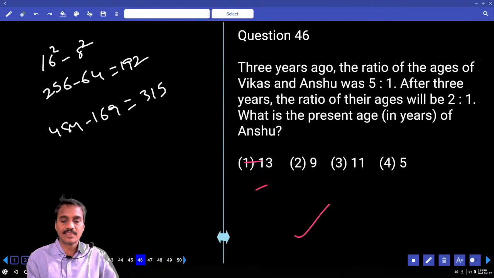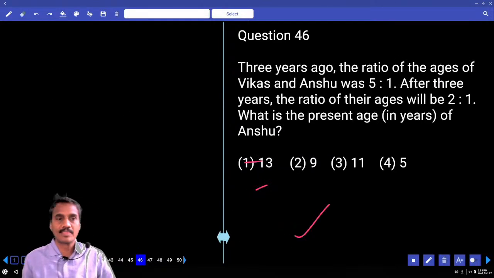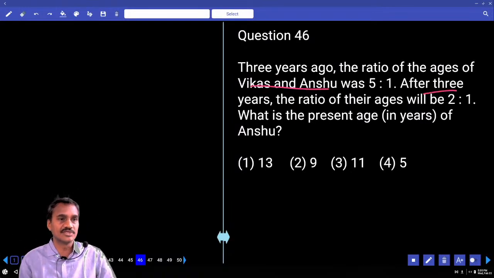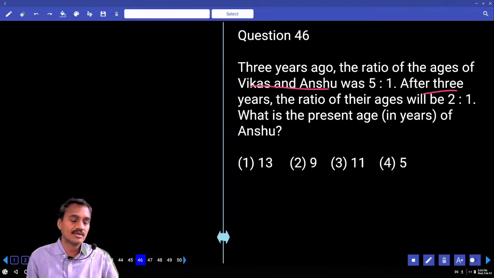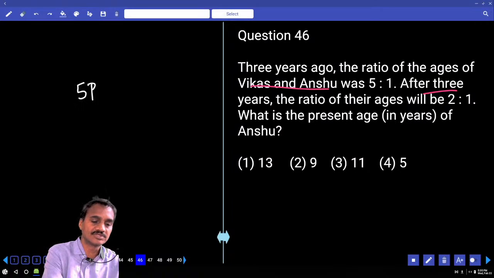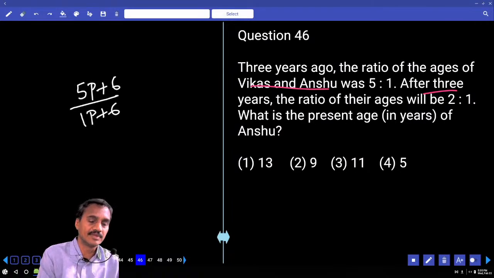Then 46. Now, have you done 46? And 3 years ago, the ratio of the ages of these two persons, Vikas and Anshu, was 5:1. 3 years ago and after 3 years means the difference is 6 years. Now 6 years, what is the difference? Now 5p plus 6 by 1p plus 6, and together equals how much? Equals 1:2.